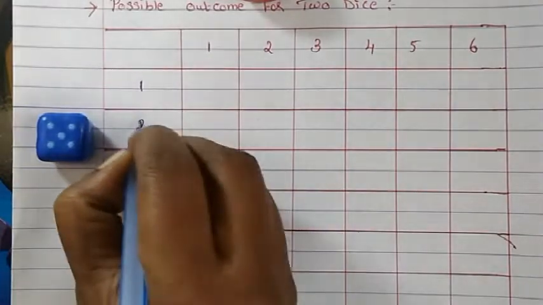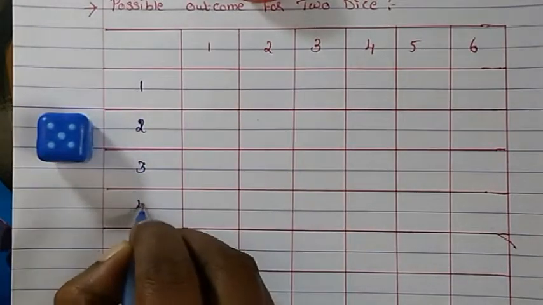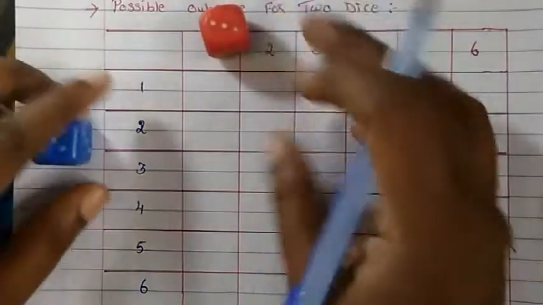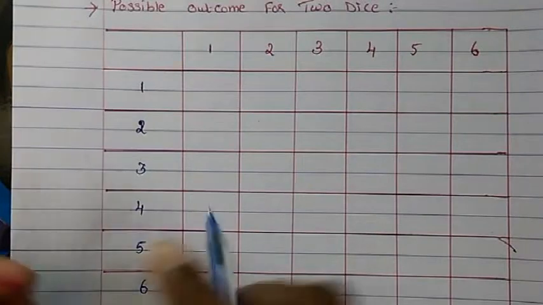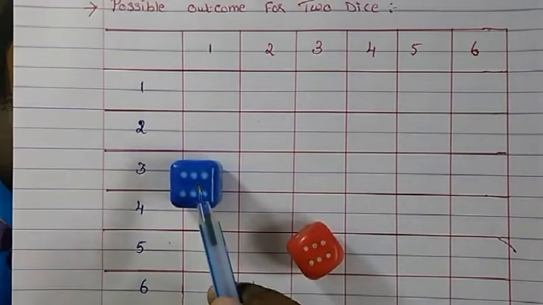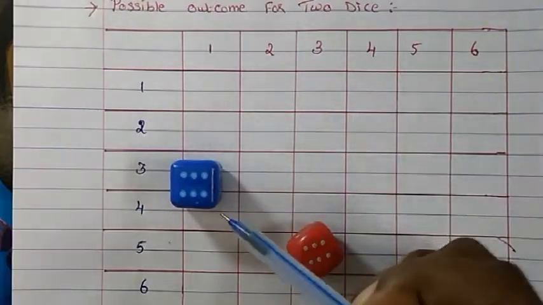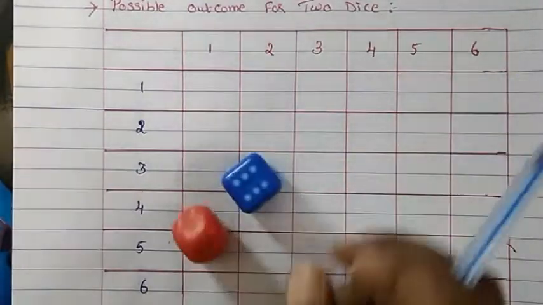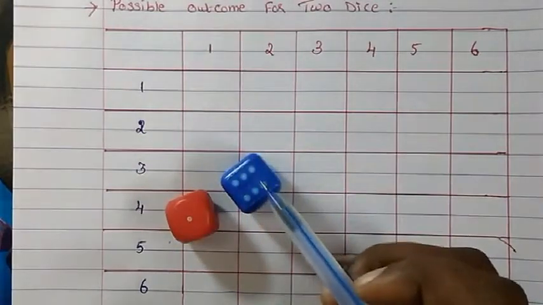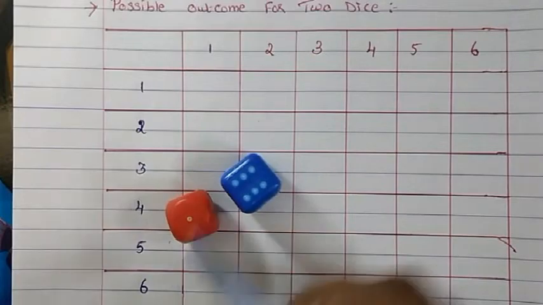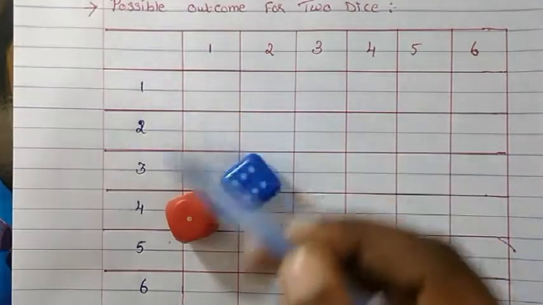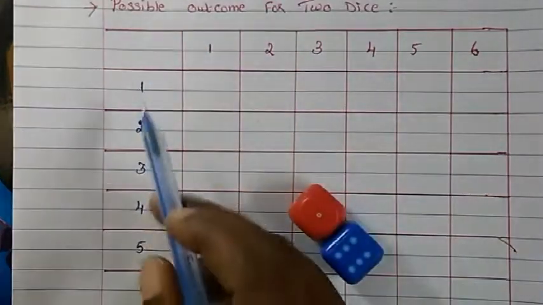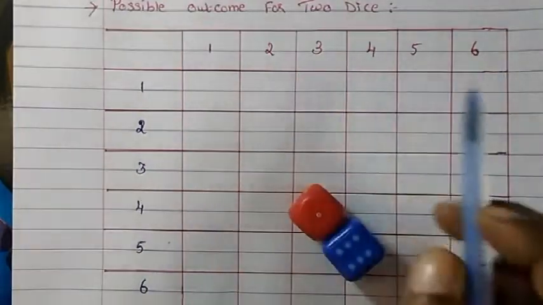1, 2, 3, 4, 5 and 6. So now let's see. If I play with blue, how many red possibilities are there? What numbers can come? For example, if I throw red and get 1, then blue can have the possibility of 1 to 6. With 1 there are 6 possibilities. Same way for blue also, with 1 there are 6 possibilities.